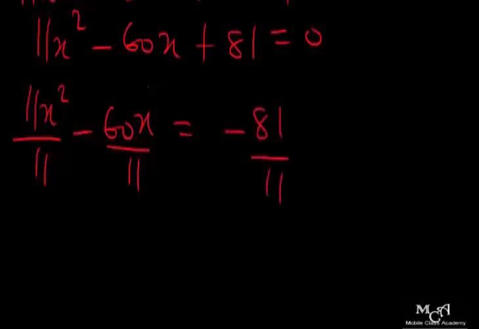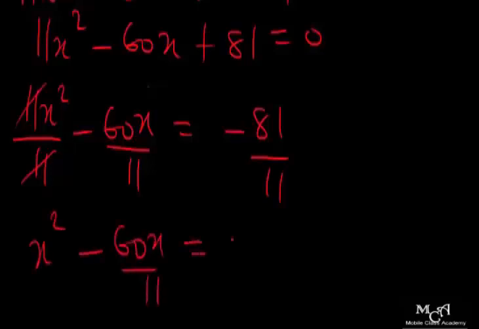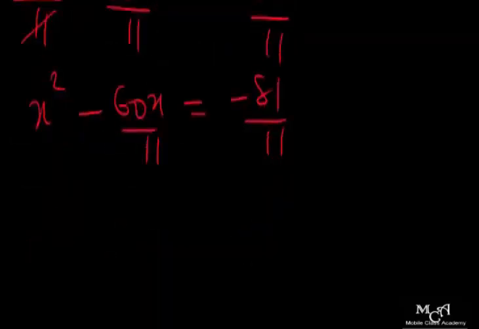Okay, so this is now the left hand side of the equation, and this is the right hand side of the equation. So I have x squared minus 60x over 11 equal to minus 81 over 11. How do we use completing the square? If you know what to do, the coefficient of x squared here is 1, and the coefficient of x is minus 60 over 11. And of course, this is the left-hand side of the equation.